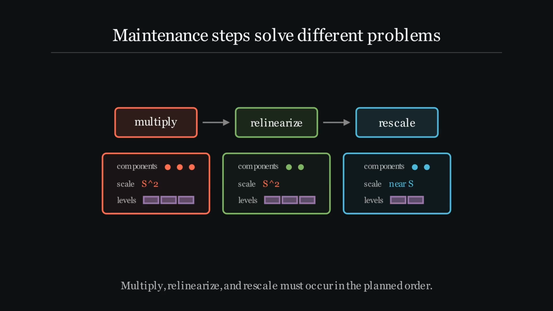Follow the dots, scale bar, and level blocks rather than treating the boxes as interchangeable cleanup commands. Each stage repairs a different consequence of encrypted multiplication. A correct evaluator schedule places these operations deliberately because changing their order can produce incompatible metadata or waste scarce modulus capacity.